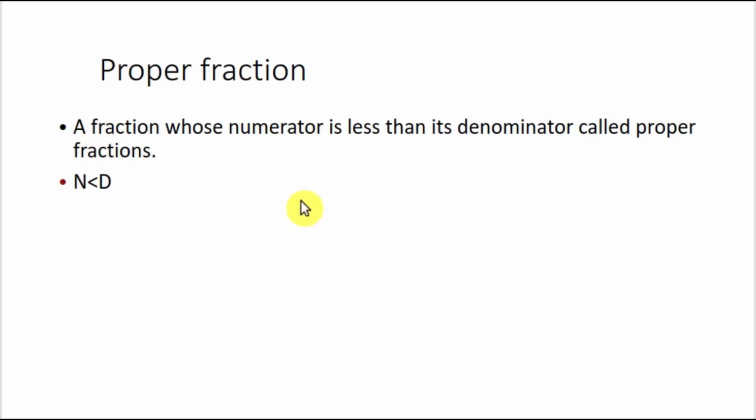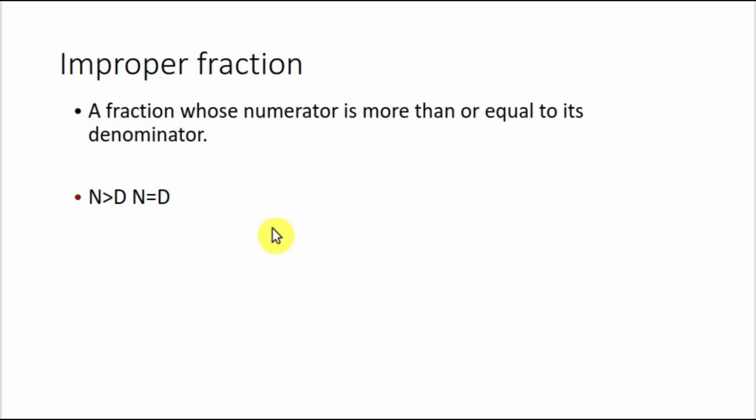The next is proper fraction. A fraction whose numerator is less than its denominator is called a proper fraction. For example, 3 by 7. 3 is the numerator, 7 is the denominator. 3 is less than the denominator 7. Another example, 5 by 11, 23 by 40, 73 by 100. So a fraction whose numerator is less than its denominator is called a proper fraction.